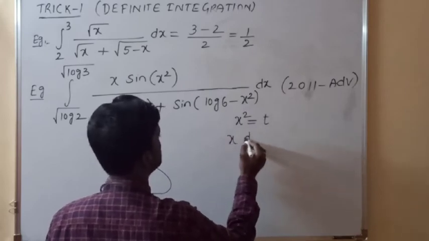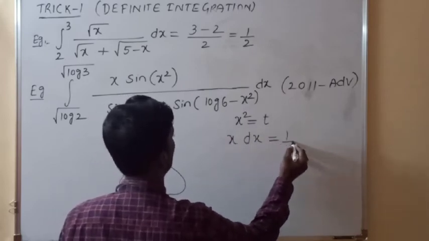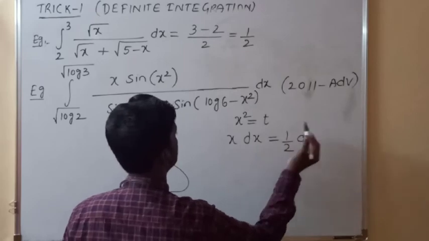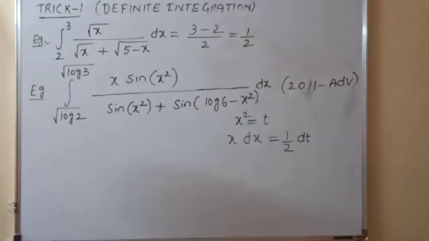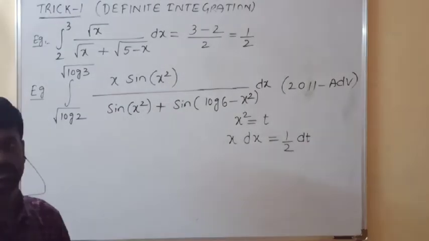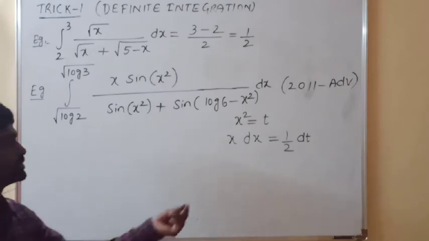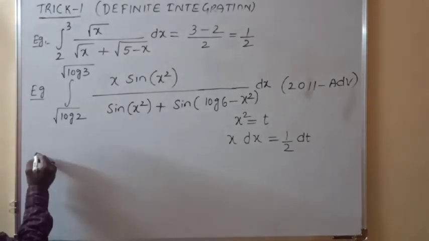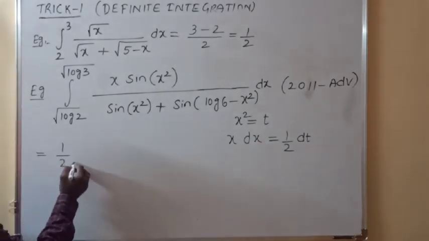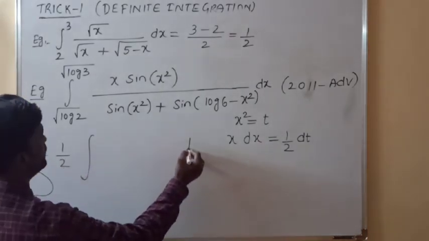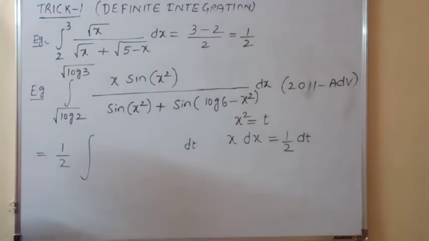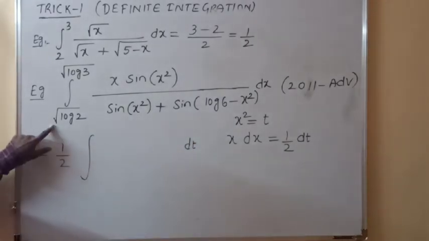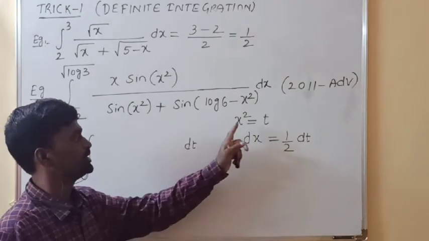Then what will you get? x into dx is equal to 1 by 2 into dt. Correct? Actually, the differential of x square is what? 2x into dx is equal to dt. So cross multiplying, x into dx is equal to half into dt. Then I am writing half outside, here dt. Okay. Now when x is equal to root log 2, the t value is x square.